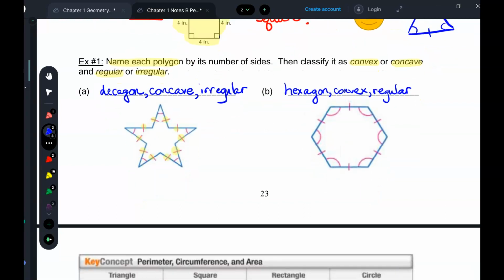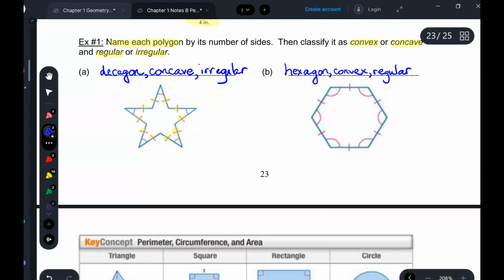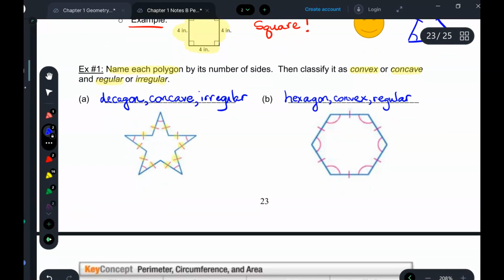Any questions on those 2? Here's what I thought geometry would be like. Probably just like shapes. Yeah, it's a lot of other things.